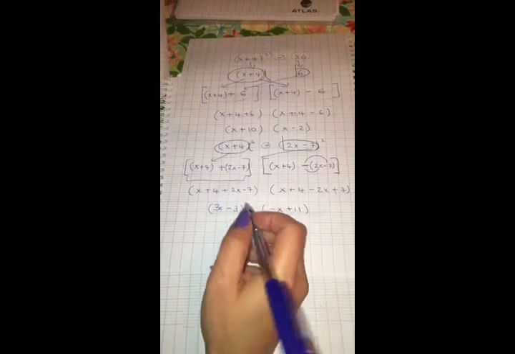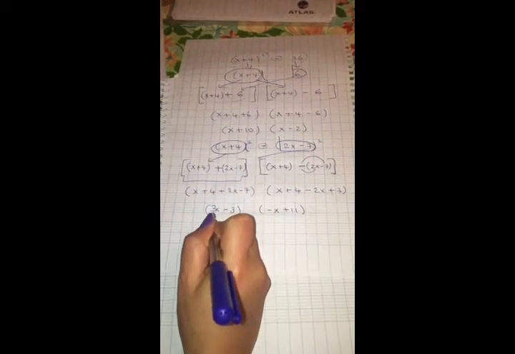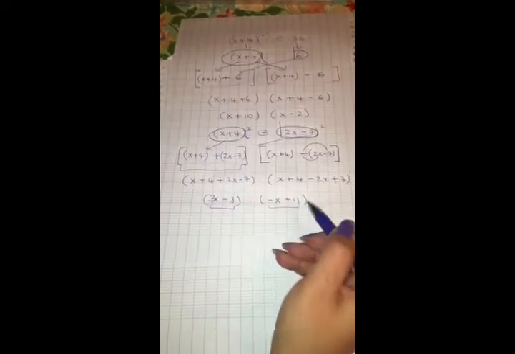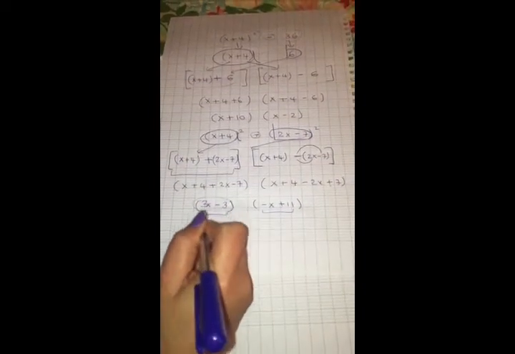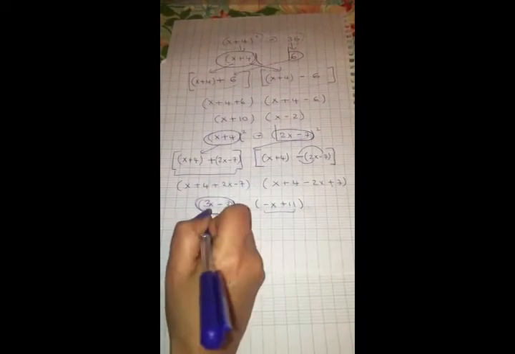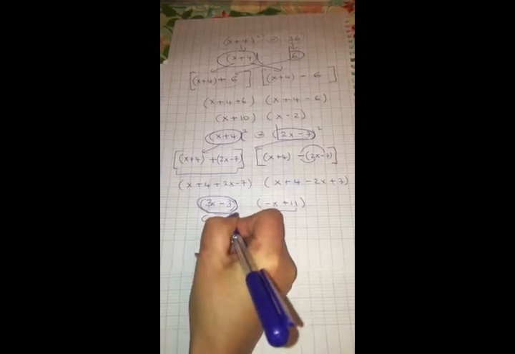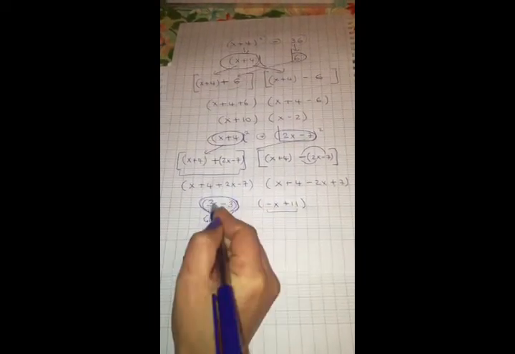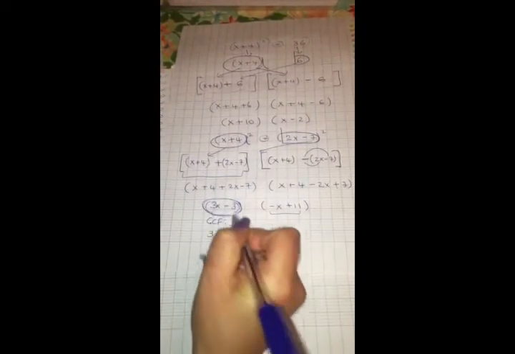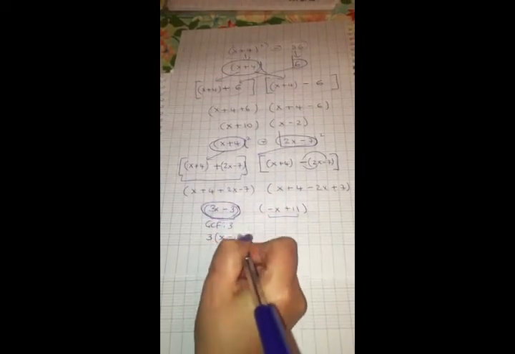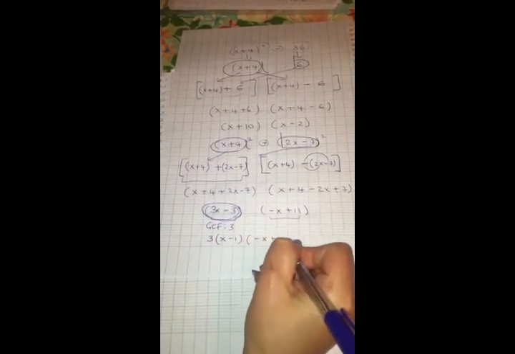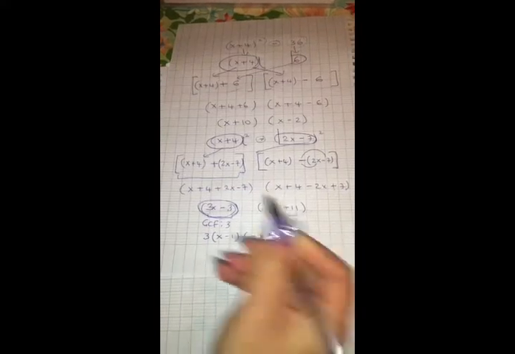Guys, but this is not done yet. I look into my parentheses and I see if I have any GCF. There's a GCF here that's a 3. So my GCF is 3. I bring it to the outside. 3x divided by 3 is an x. Minus 3 divided by 3 is a negative 1. And that's my final answer. So I always have to look at the end answer.